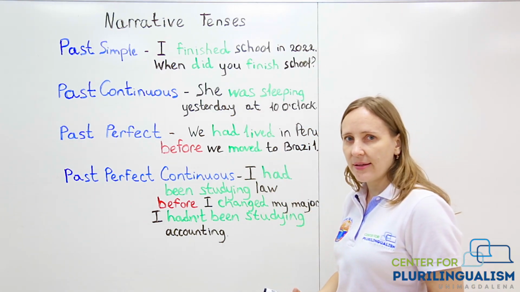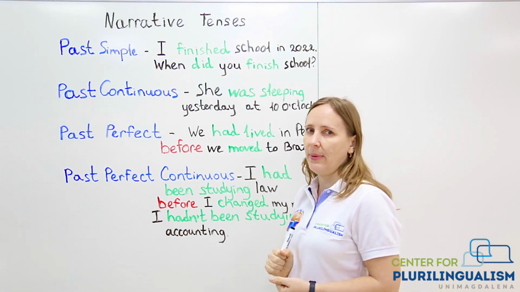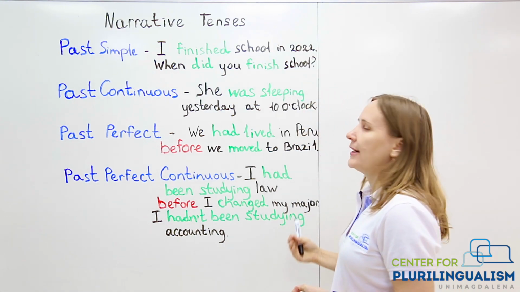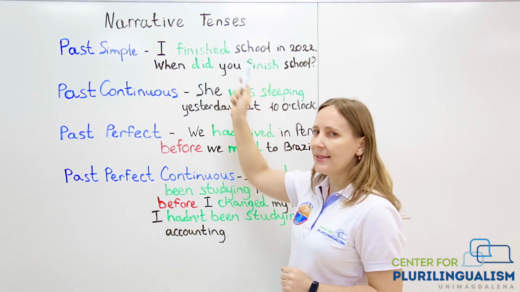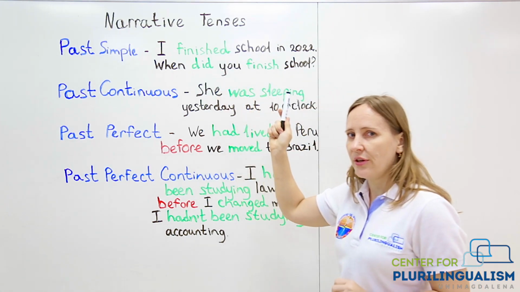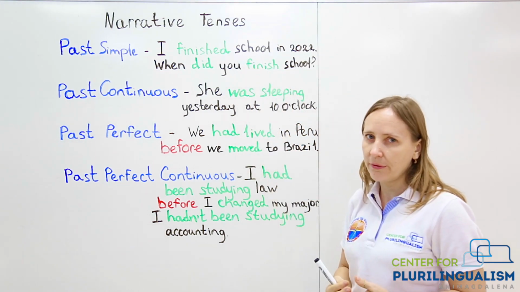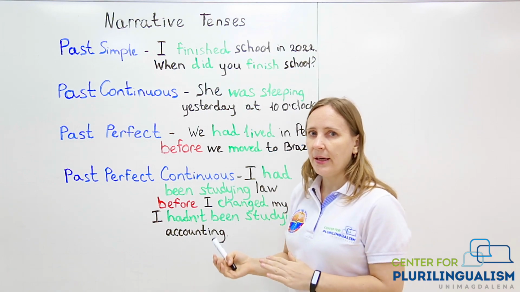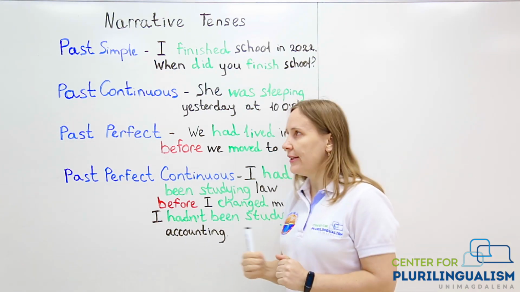And when we answer this question, we will have to mention a specific moment in the past. For example, I finished school in 1997. Okay, remember that for past simple, we use regular verbs with ed at the end, and irregular verbs should have their second form. Let's say, for example, eat, ate, yeah?